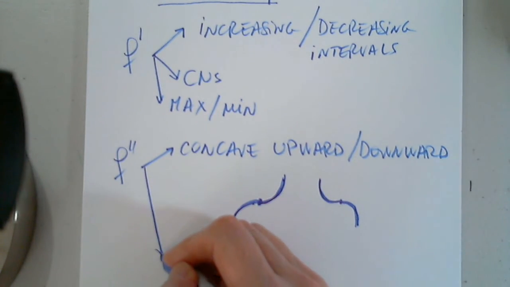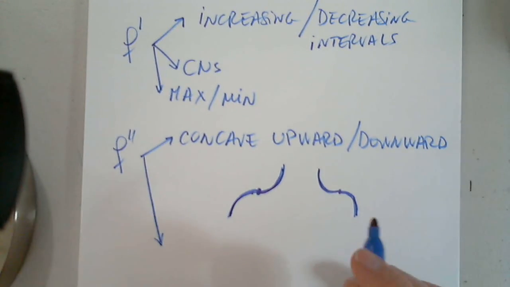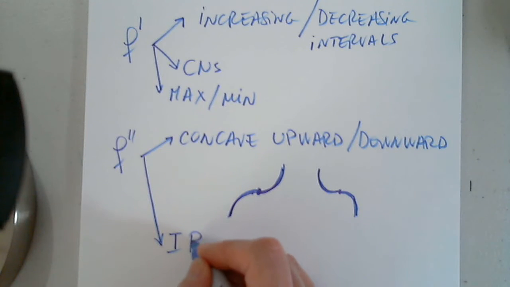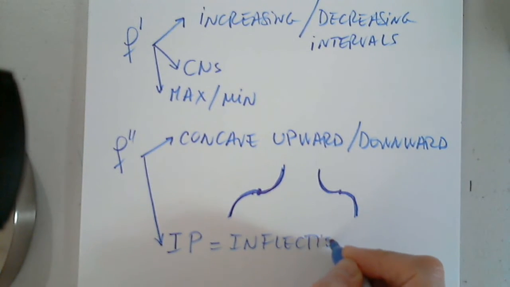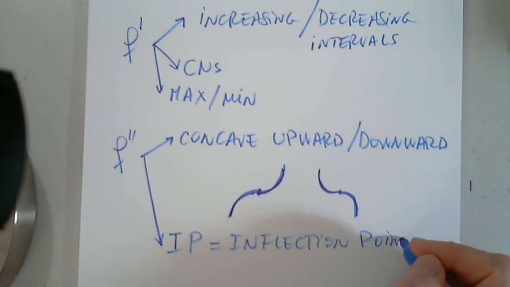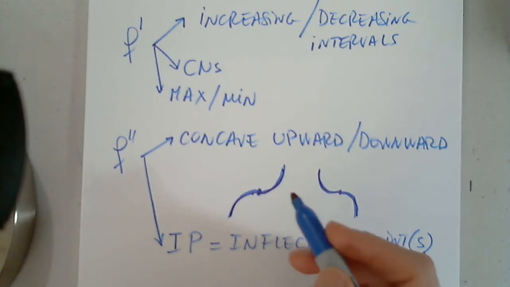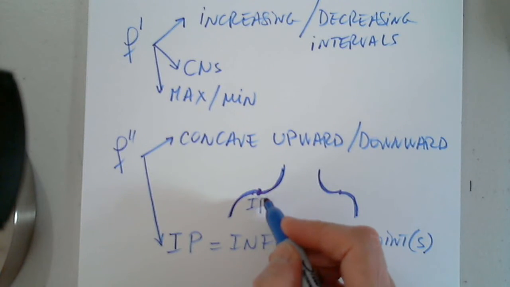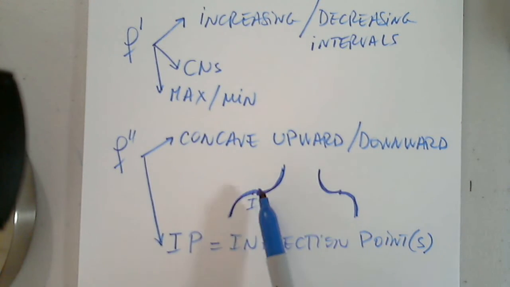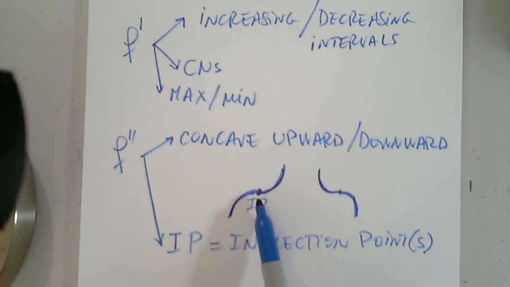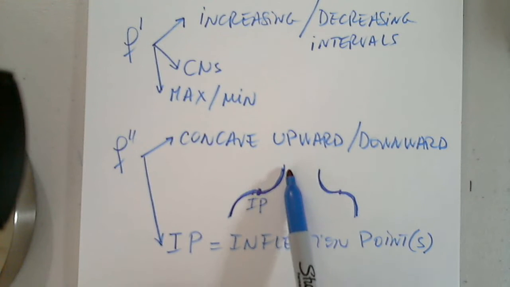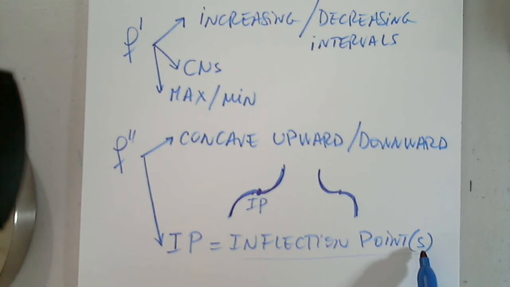What is the second thing that the second derivative gives? It's something called IP, inflection points or point. This is an inflection point. This is an IP, where the function, this is the graph of the function, changes concavity from opening downward to opening upward. And that is an inflection point.